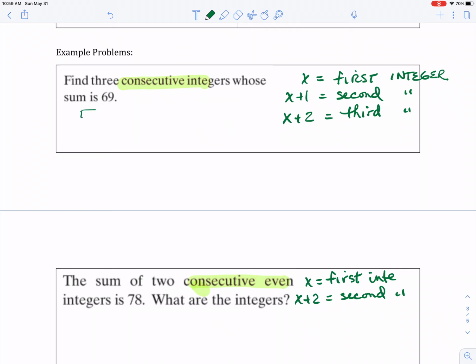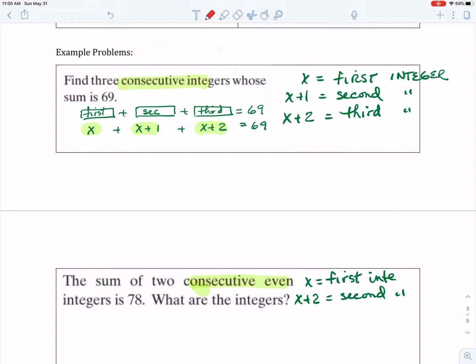So what I want to show you is that I've got these 3 numbers that are going to be added together. So here they are, and they total up to 69. So first integer, second integer, third integer. Watch how I'm going to model this. The first one is x, the second one is x plus 1, and the third one is x plus 2. So here are my first, second, third models there.